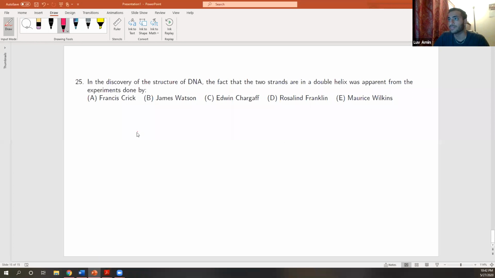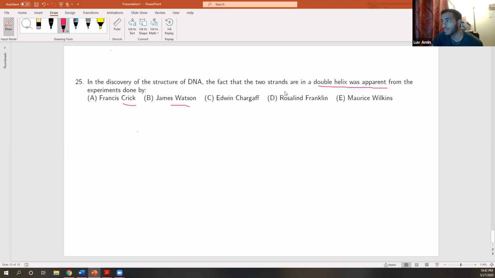All right, so in the discovery of the structure of DNA, the fact that the two strands are in a double helix was apparent from the experiments done by... Well, Watson and Crick sound really familiar when you're talking about the double helix, but they didn't really identify that it was a double helix. They kind of got all the recognition, but they weren't the real people that actually identified and saw it.